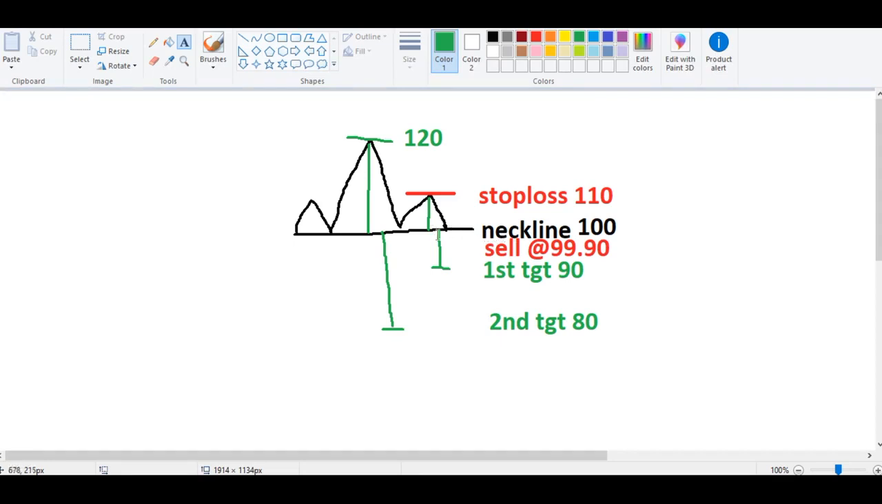We will enter the moment it breaks below the neckline, right? Because these are breakout patterns. We will only enter on the breakout, not before, right? Not assuming that it will break, only the moment it breaks. So I will sell at 99.9. First target is the distance from the stop loss to the neckline. Second target is distance from the head to the neckline. That's it. The moment it reaches your second target, you can close your position.